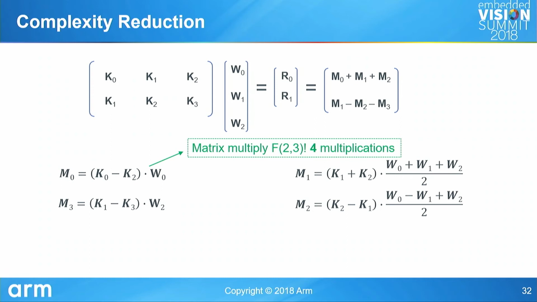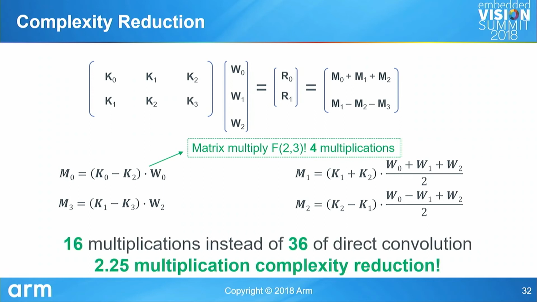So, since we have 4 matrix multiplications, and for each matrix multiplication we need 4 scalar multiplications, at the end we require 16 multiplications instead of 36 for direct convolution. And this means a 2.25 multiplication complexity reduction.